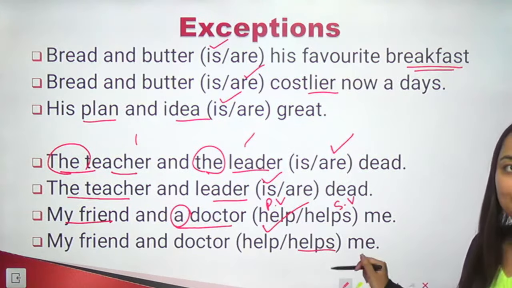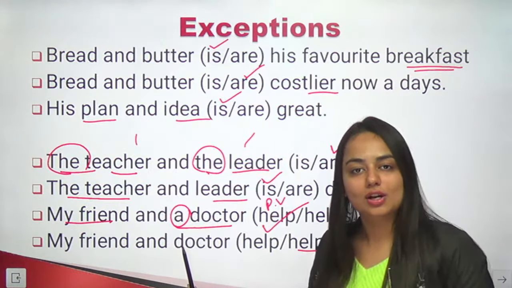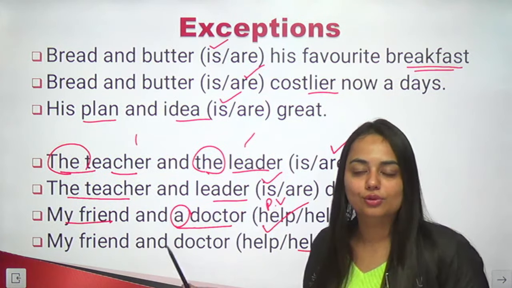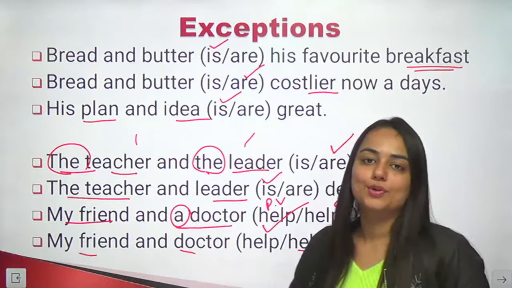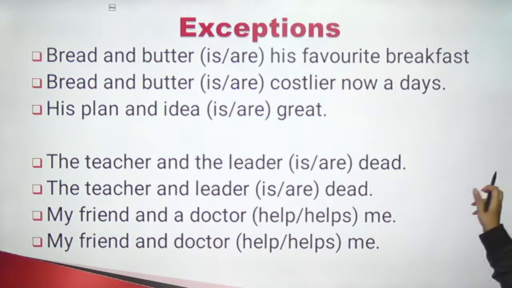Now this time you are going to use helps because there is no separate article used with doctor, which means that this friend of his is a doctor also. Again, doctor and friend is the same person. So this is how you can deal with the subject-verb agreement.